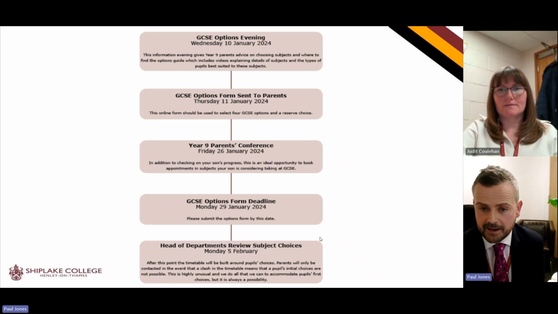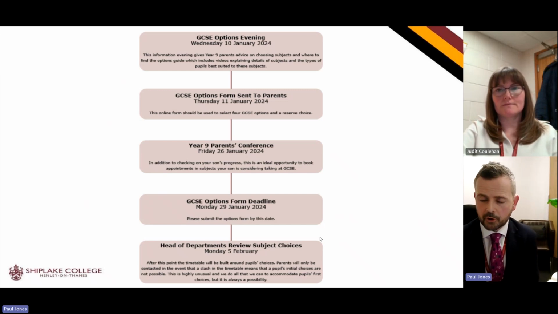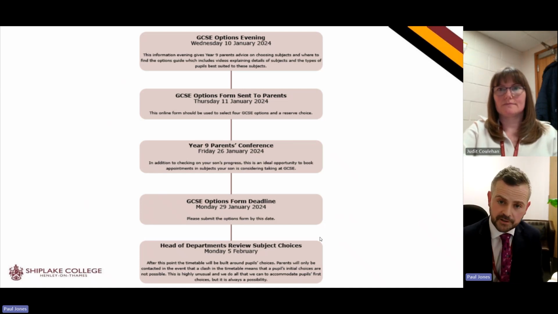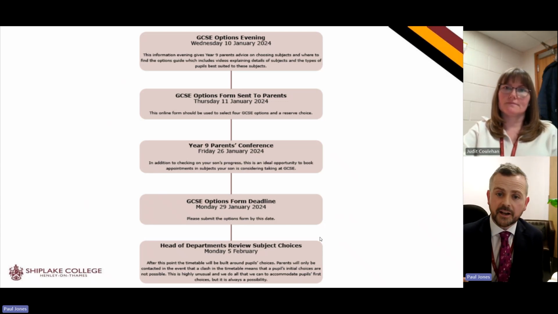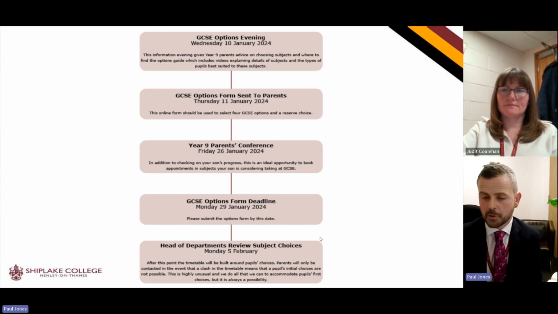Just to make it clear, at this stage, there are no option blocks. There are no prescribed option blocks. We simply invite pupils to submit their 4 choices. We then take those choices away and we will build the timetable. In 99% of cases, we are able to accommodate all of pupils' first choice subjects.